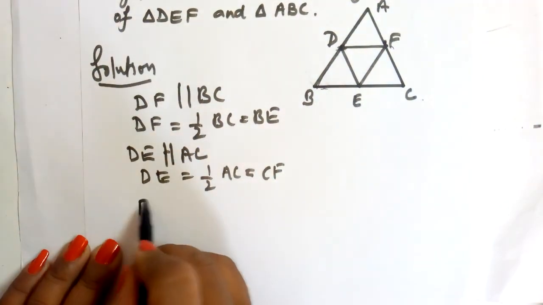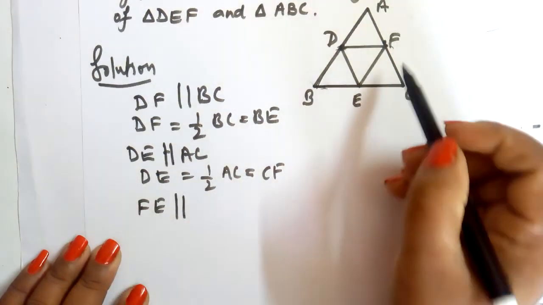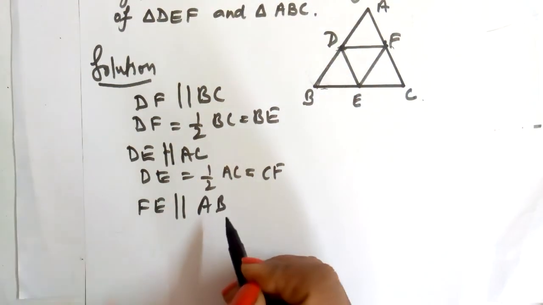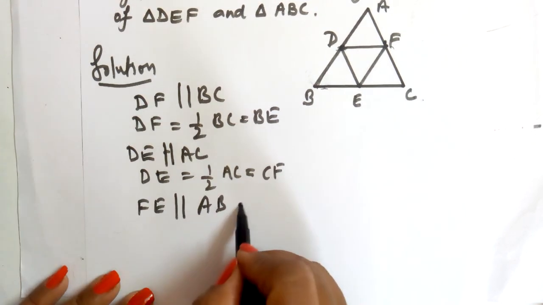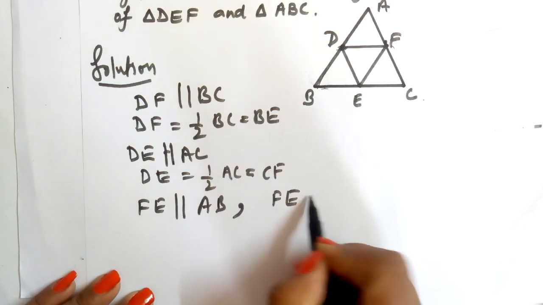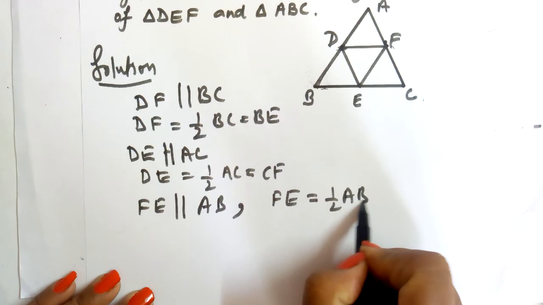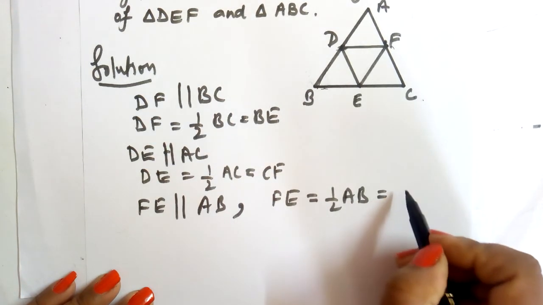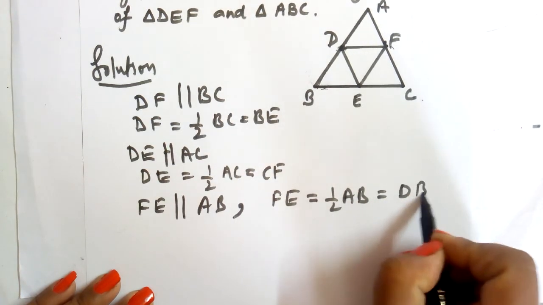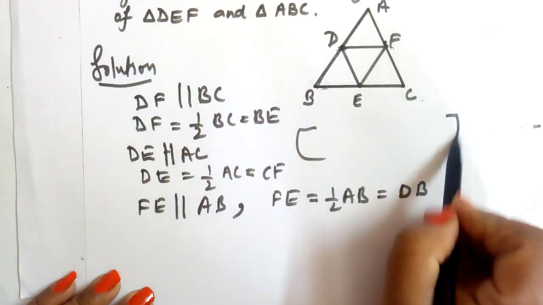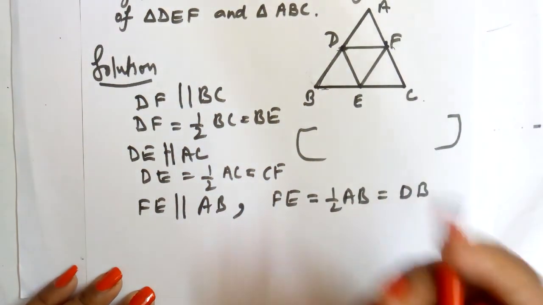Same here, FE is parallel to AB and FE is equal to half of AB, or we can say equal to DB. Okay, so this is by the midpoint theorem.